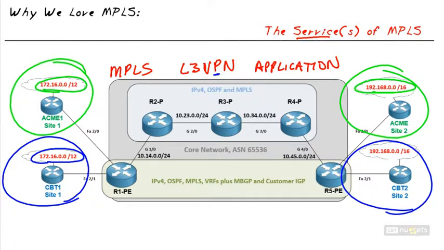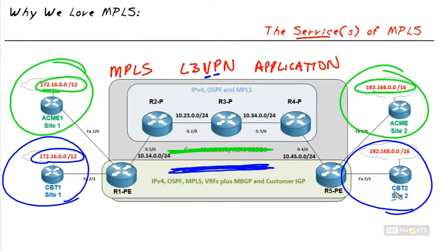The other really cool benefit from an MPLS Layer 3 VPN solution is that inside of our core network, we don't have to have a physical network just for Acme, and we don't have to have another physical network just for CBT, and that's because we are virtualizing it. So logically, the traffic can flow through the network from site 1 of Acme to site 2 of Acme, and from site 1 of CBT to site 2 of CBT, but at the same time, we're going to separate the routing information and the forwarding information between Acme and CBT.